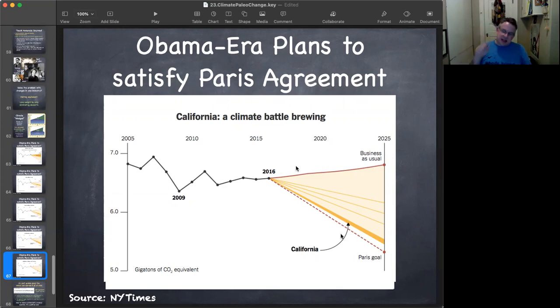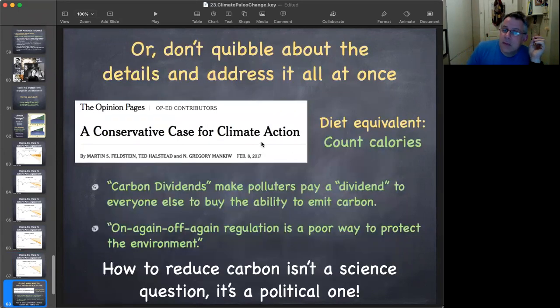The problem with this is that every single one of these is a huge fight. Every single one of them can be reversed in court. Every single one of them might penalize one industry who's maybe not the biggest player in the game, but they just were easiest to regulate for political or social or cultural reasons. So an alternative is not to quibble about the details and address it all at once.